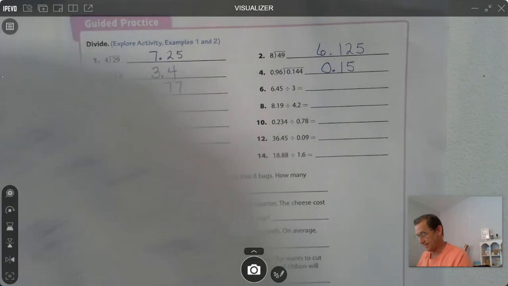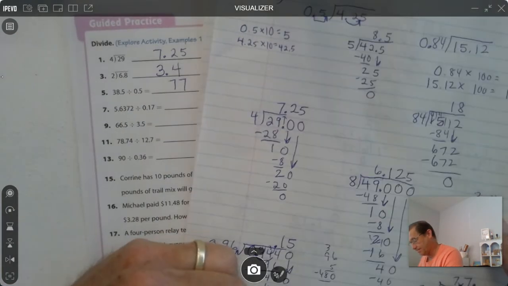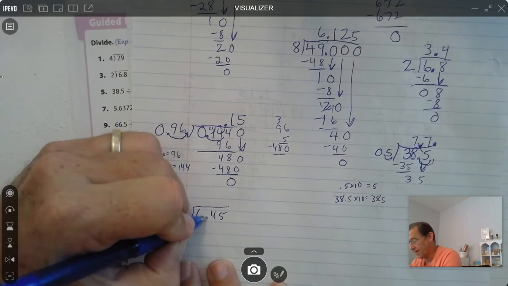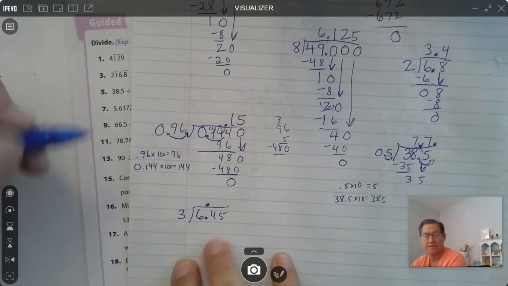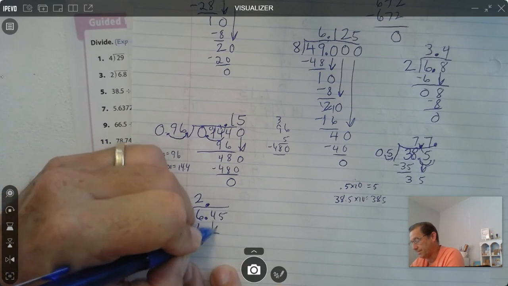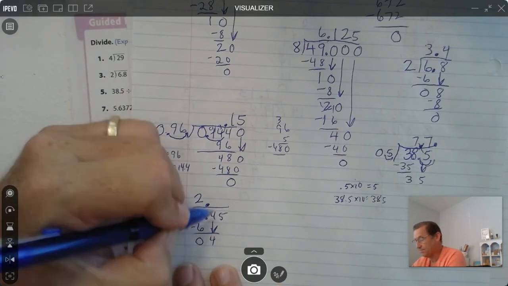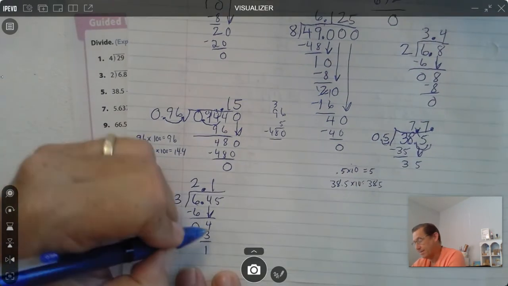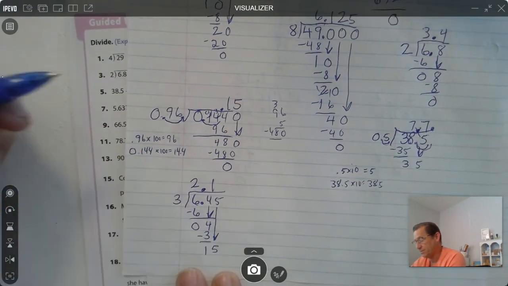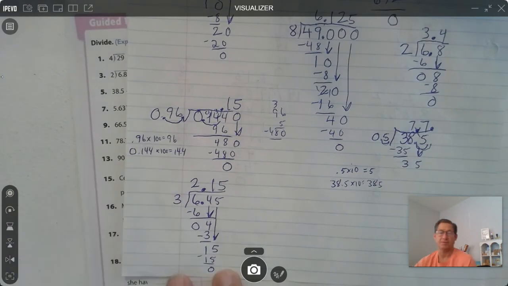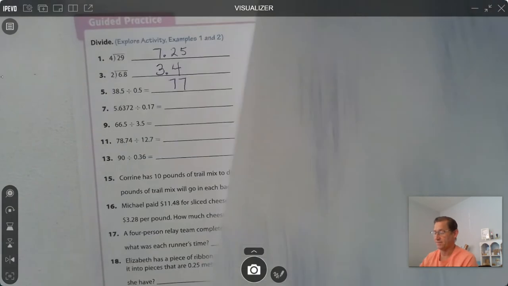Okay, number 6. 6 and 45 hundredths divided by 3. Okay, well, we're dividing a decimal by a whole number. So just place the decimal. 3 times 2 is 6. Subtract. Bring down the 4 tenths. 3 times 1 is as close as we can get. And then bring down the 5 hundredths. 3 times 5 is 15. And we get 0. So 2 and 15 hundredths.